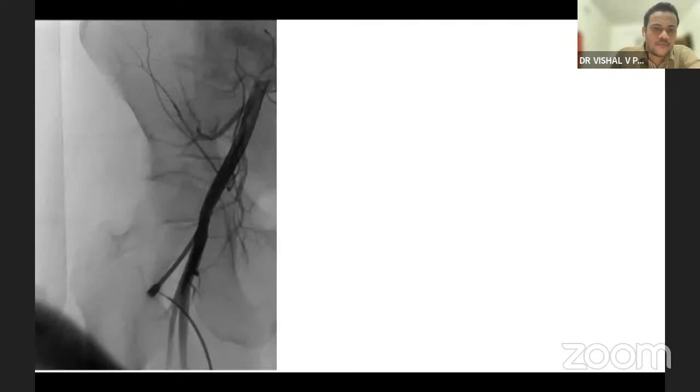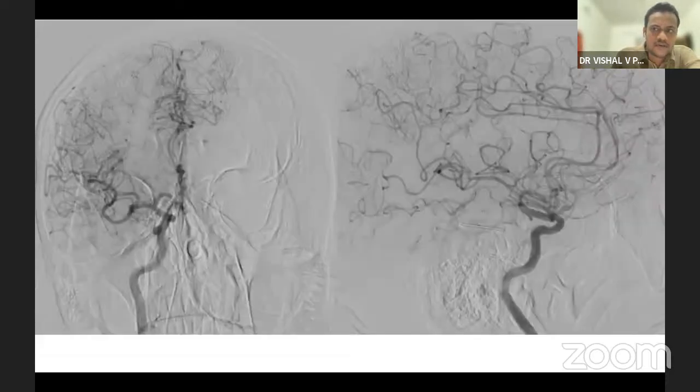So we took him for mechanical thrombectomy through the right femoral route. And this is the first shot of the right internal carotid artery showing the normal MCA and the ACA, and the right ACA and left ACA also filling through the right internal carotid artery, but there is no A1 segment visualized. And this is the lateral view.